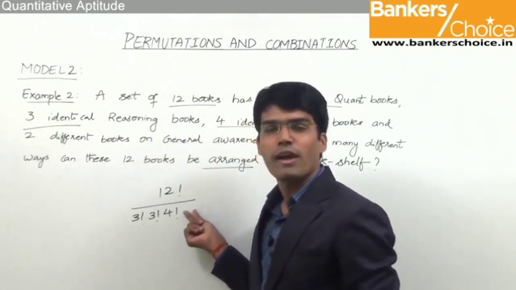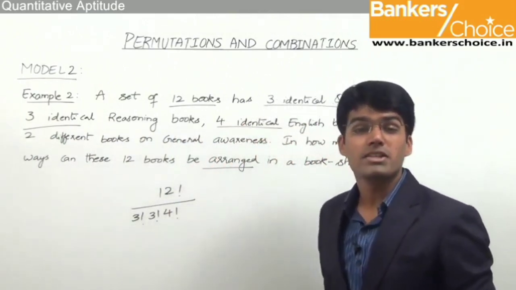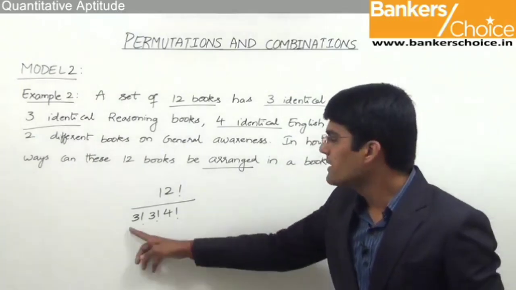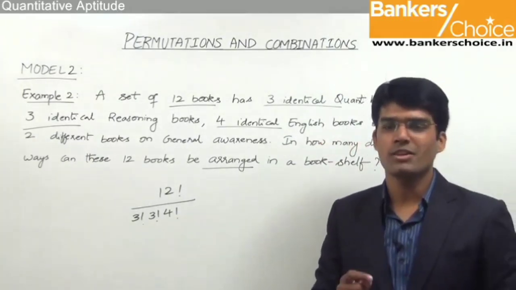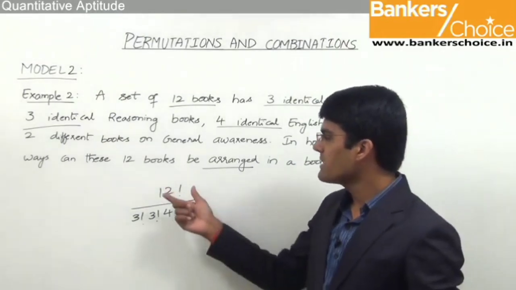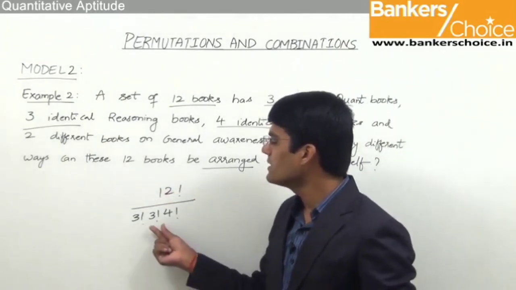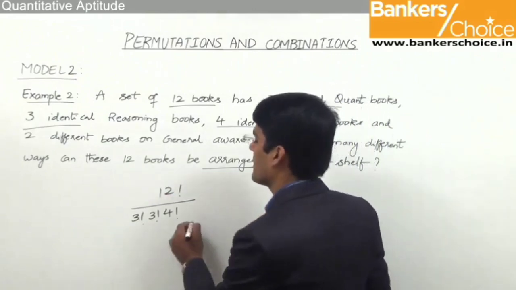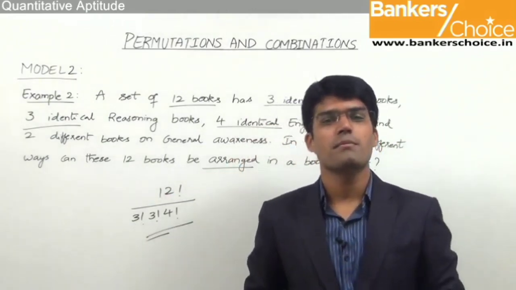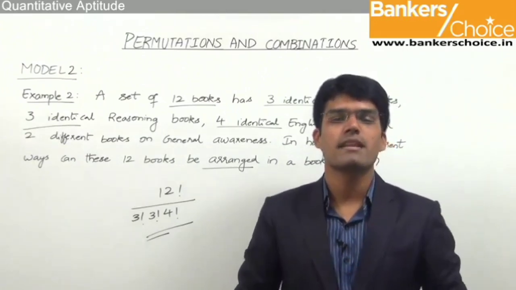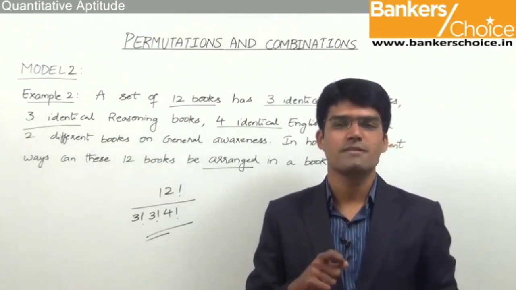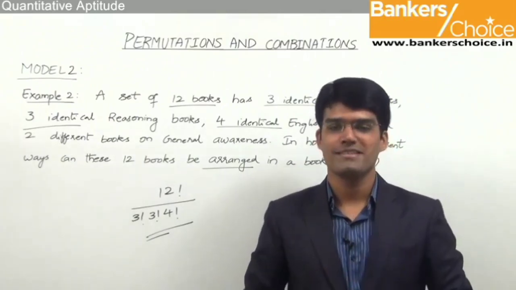So we should not take 2 factorial in the denominator. Why? Because they can be differentiated from each other. Right? Only where the objects are similar to each other, we take that in the denominator. Otherwise, where the objects are unique, we should not take them in the denominator. So here the simple answer is 12 factorial divided by 3 factorial into 3 factorial into 4 factorial. So this is how we can solve questions which are based on permutations of similar type of objects. Wherever there is a repetition of objects, take that number of objects factorial in the denominator to get the required answer.